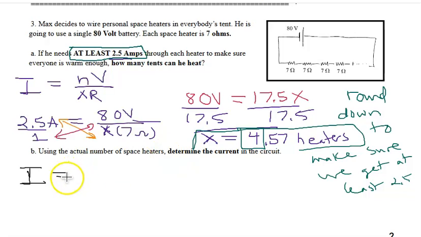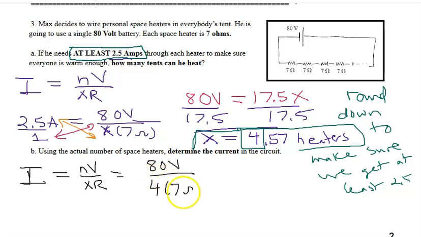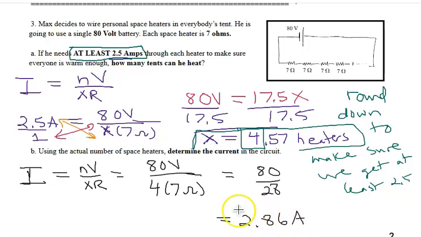Let's find the current. That's what this question is for. So I is going to be NV over X times R, and we only have one battery, so that's 80 volts. And we decided we wanted 4 of the 7 ohm electric blankets or space heaters. So that's 80 over 28, which is 2.86 amps. Yay. So we have enough current to generate heat. But if we had rounded up to 5, this number would have been less than 2.5, and then we would have known we rounded the wrong way.